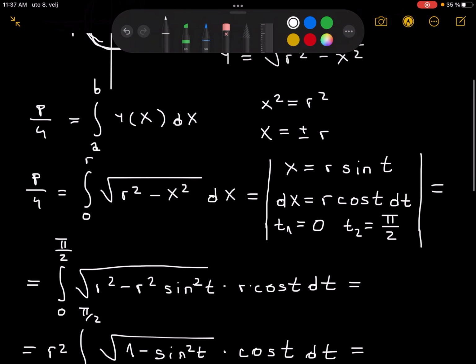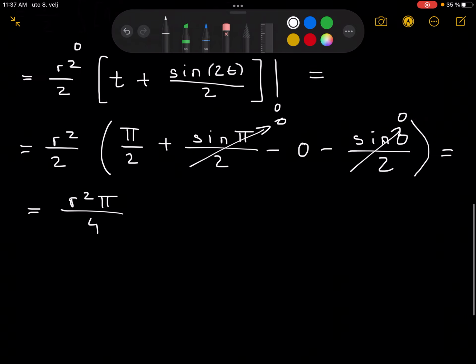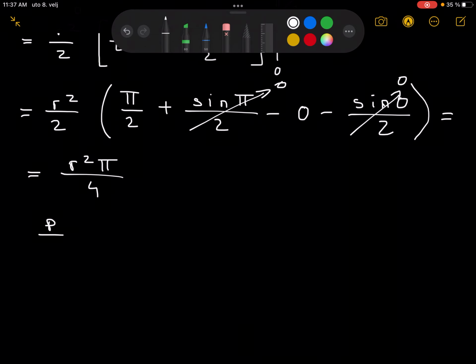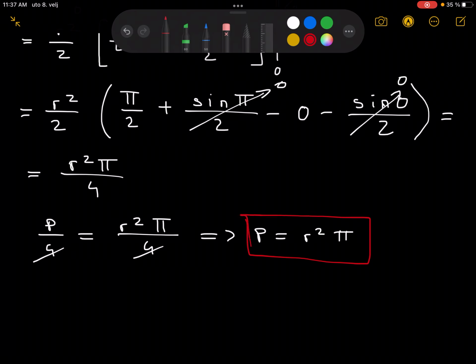And if we look at the beginning of this problem, this means that pi over 4 is equal to r squared times pi over 4. And we can cancel out the 4's, so we're left with the formula for the area of the circle being r squared times pi. So this is the final answer to our problem.